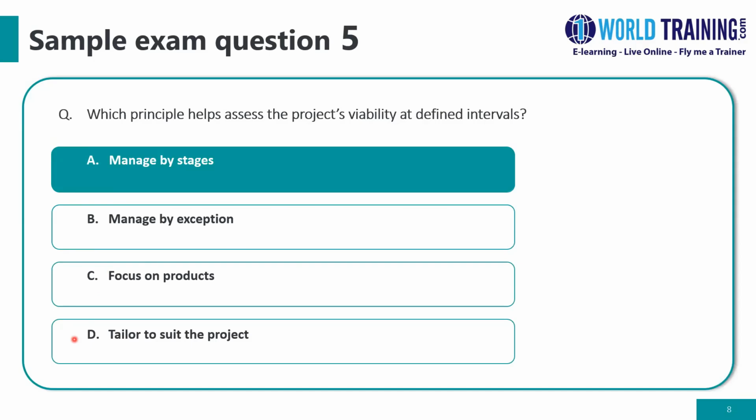This is to keep PRINCE2 flexible and to be adapted based on project size, complexity, risk, and organizational context. Tailoring is a must. So tailoring could be done to various things such as documentation tailoring or roles tailoring and other tailoring.